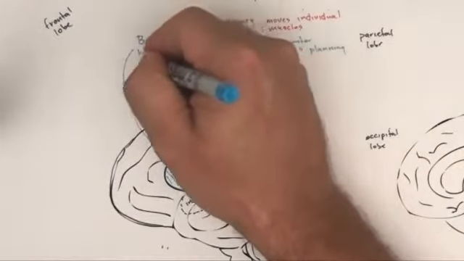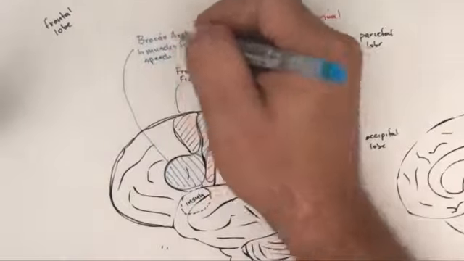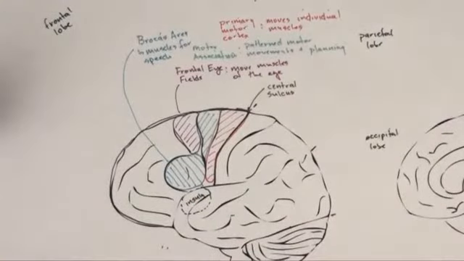for speech. So it doesn't think of what you're going to say, but once you've thought of what you're going to say, it actually moves the muscles of the mouth and the tongue and the throat so that you can create speech.